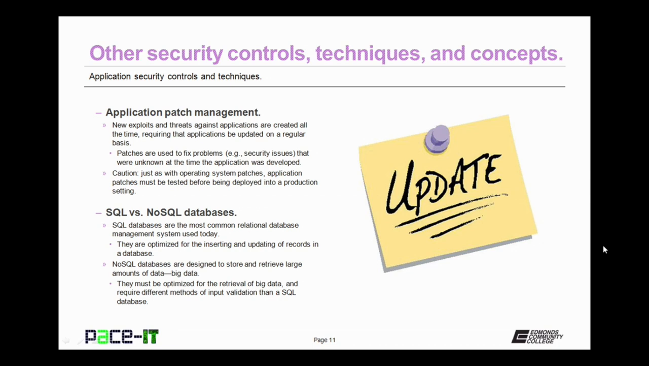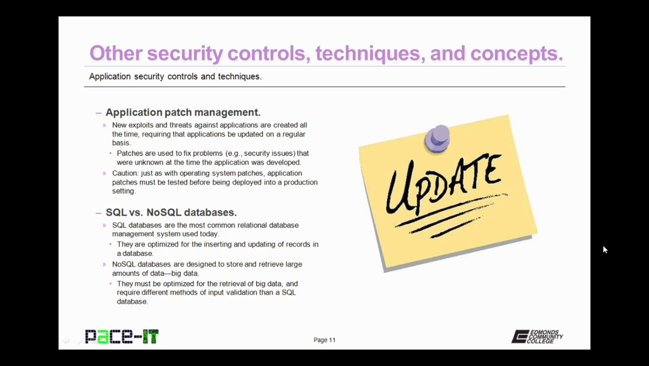Application patch management is another concept that needs to be grasped. New exploits and threats against applications are created all the time, requiring that applications be updated on a regular basis. Patches are used to fix problems, as in security issues, that were unknown at the time that the application was developed. There is a caution though, just as with operating system patches, application patches must be tested before being deployed into a production setting. This will reduce the chances of introducing a new problem or new security issue that might occur if you apply the patch incorrectly.